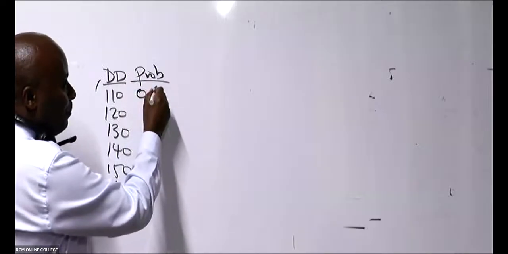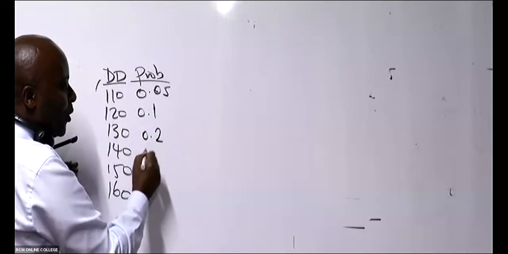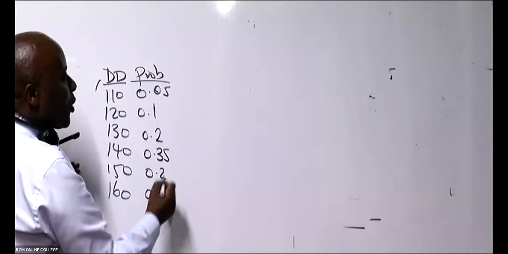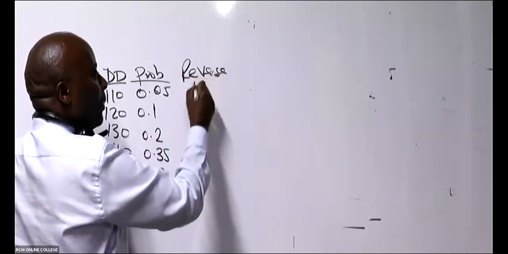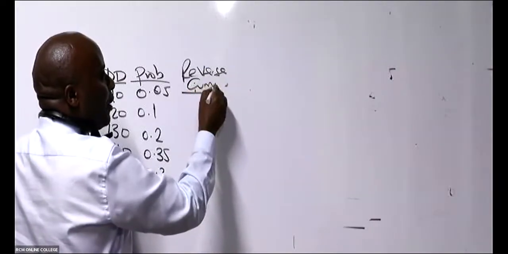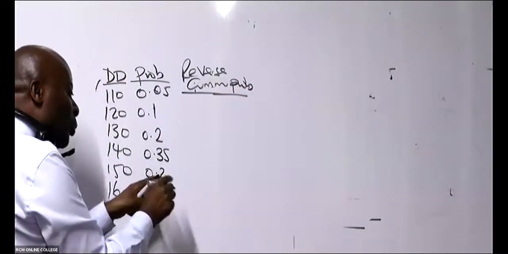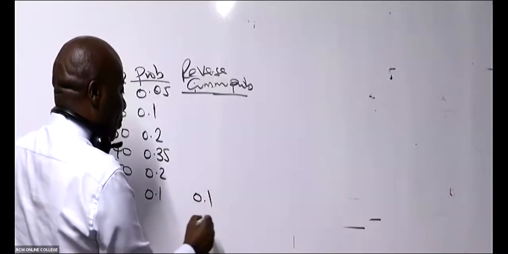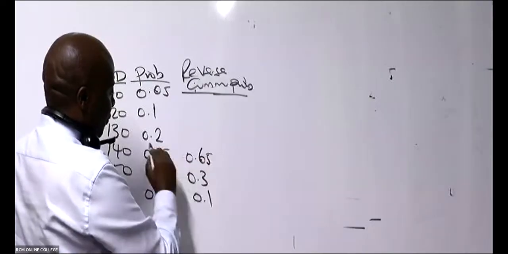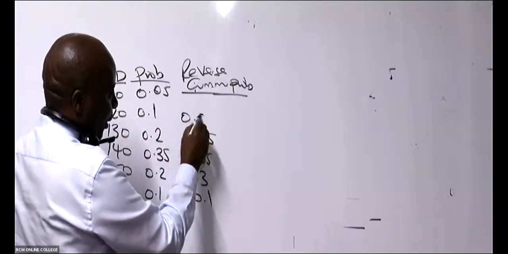The first one is 0.05. The second one is 0.1, 0.2, 0.35, 0.2, 0.1. Then you give us what we call reverse cumulative probabilities. You start accumulating them from down here. So we have here 0.1. When you add this one, it gives me 0.3. This gives me 0.65. This gives me 0.85, isn't it? When you accumulate, this gives me 0.95.